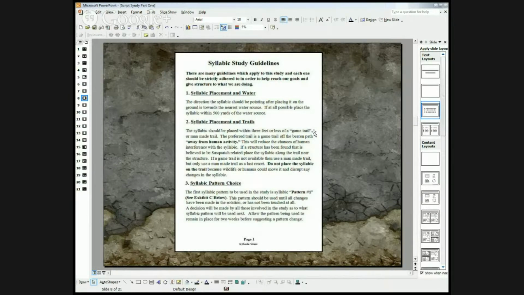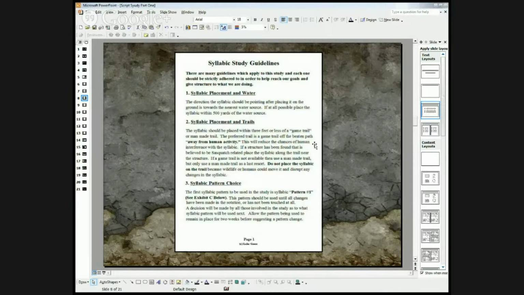But something really interesting happened as far as placing them next to a trail. Something happened in Tina Harder's area, which was when she placed a symbol. As a matter of fact, she placed the first symbol, and we'll get to that in just a little bit.